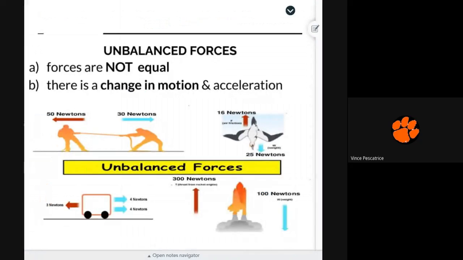All right, so it says, remember, look at your notes. There is a change in motion if the forces are unbalanced. If these guys up here are pulling with 30 newtons to the right and 50 newtons to the left, the 50 newtons has a stronger force, so it's going to pull in that direction. Think of a scale. When the scale is unbalanced, the scale moves in the direction of the heavier object. So balanced forces don't have motion. Unbalanced forces cause motion. So an unbalanced force will create motion.